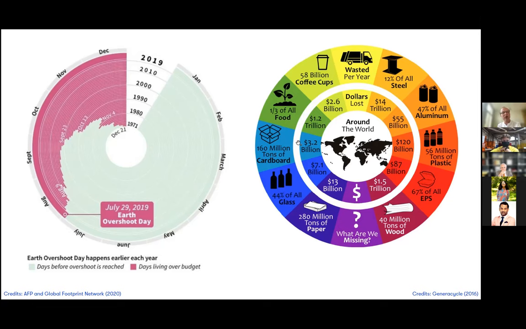So on the one hand, we are extracting too much, and on the other hand, on the right side, you see the enormous amount of value, even economically, of all the resources we are actually not using after extracting them. So that's the waste that is occurring. And these two glasses are how Superuse is looking at the world and trying to create new value within these two extremes.